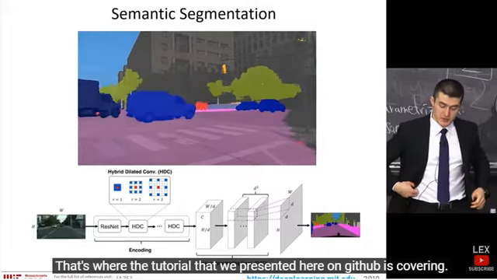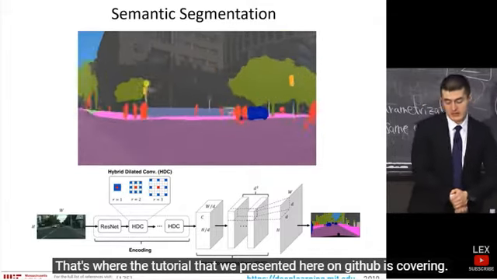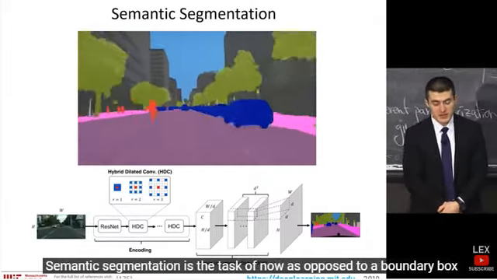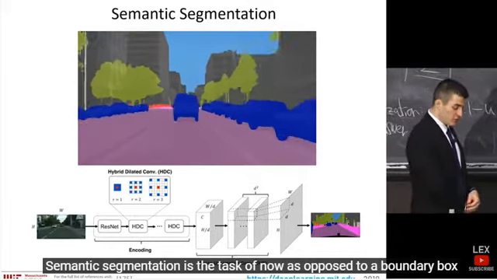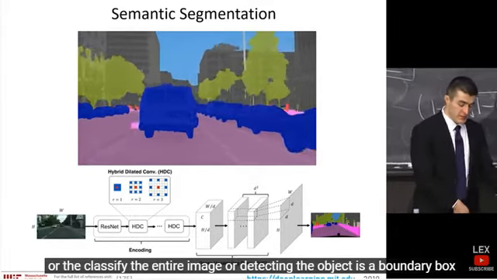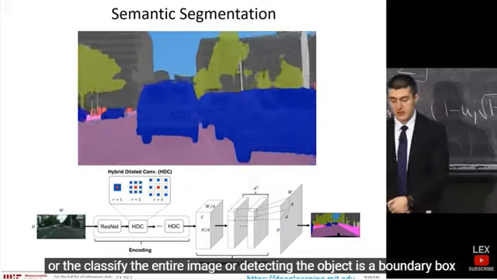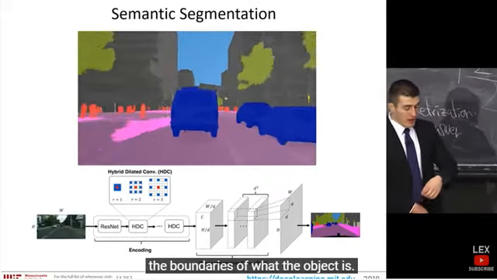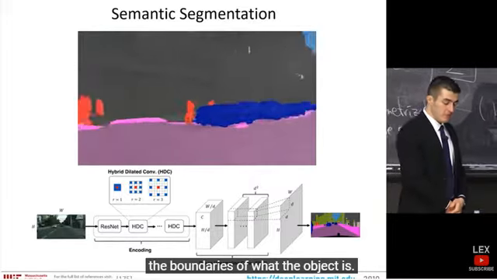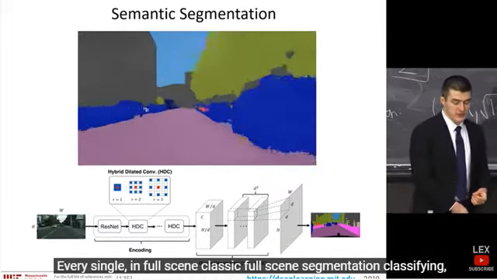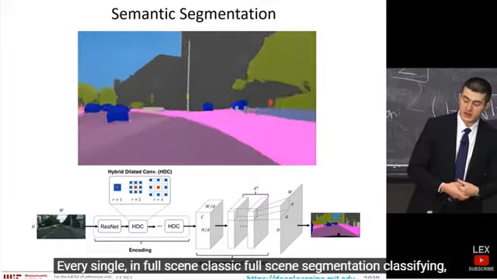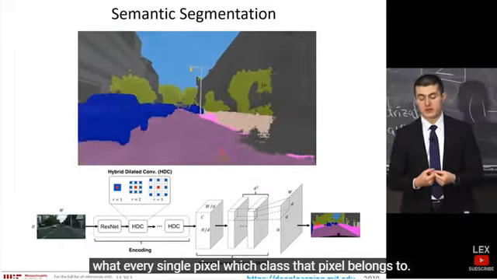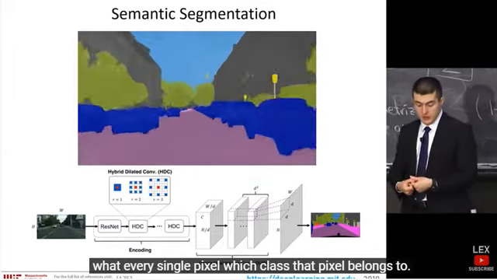That's what the tutorial that we presented here on GitHub is covering. Semantic segmentation is the task of now, as opposed to a bounding box or classifying the entire image or detecting the object as a bounding box, assigning at a pixel level the boundaries of what the object is. In full scene segmentation, it's classifying what every single pixel, which class that pixel belongs to.